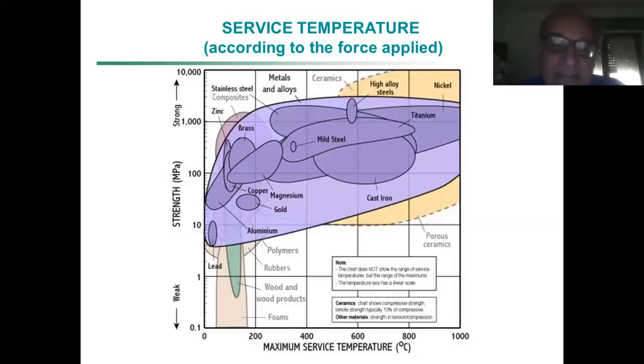Despite our common idea, gold has not a very high service temperature. The characteristics of gold are other. For example, electrical conductivity is very good, and preciousness, but on the other side, it has a very high specific weight, gold. What else? I think that we can stop here.